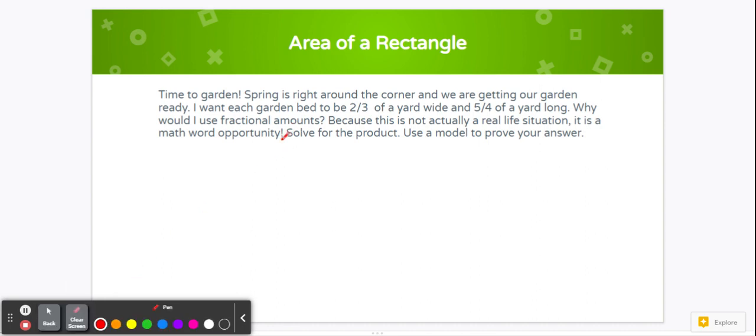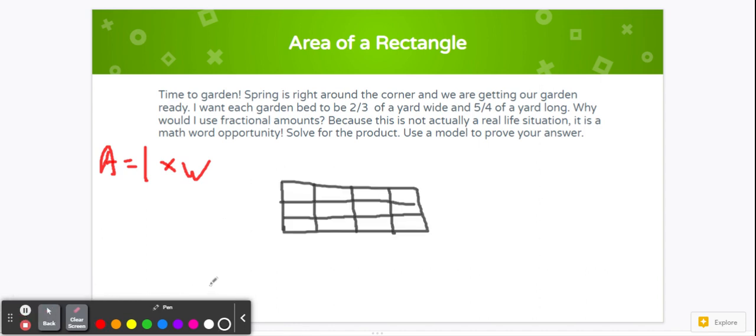So we've got our garden beds here that we want to get ready for the spring. This is, of course, not really a real life situation. It's a math problem, but I am going to make a garden here this year. So it'll be very similar in size to this one. So it's 2/3 of a yard wide by 5/4 of a yard long. To find the area of a rectangle, it is length times width. So let's set up my rectangle here and then we'll label.